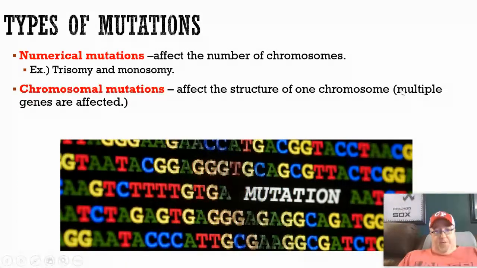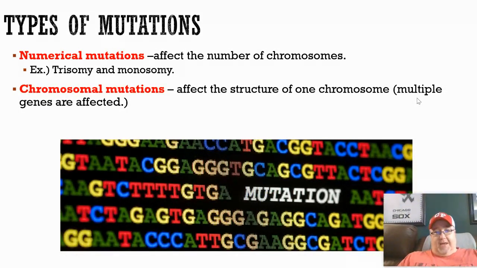Now, another type of mutation is called a chromosomal mutation. Chromosomal mutations affect the structure of a chromosome. They don't cause extra chromosomes or missing chromosomes. They affect the actual layout of all the genes on one specific chromosome. So again, here multiple genes are affected. I'm going to give you some examples of chromosomal mutations on the next slide.